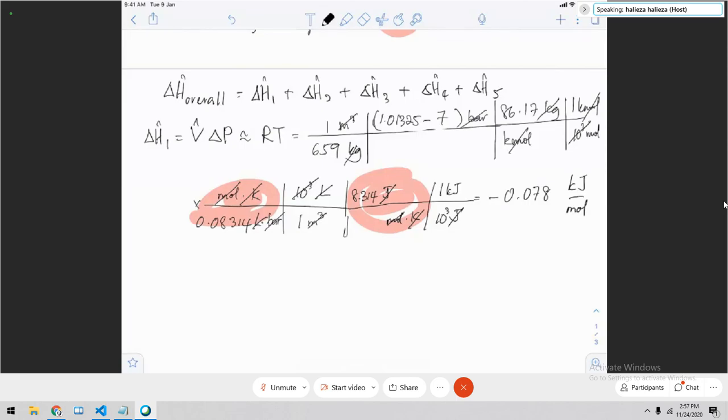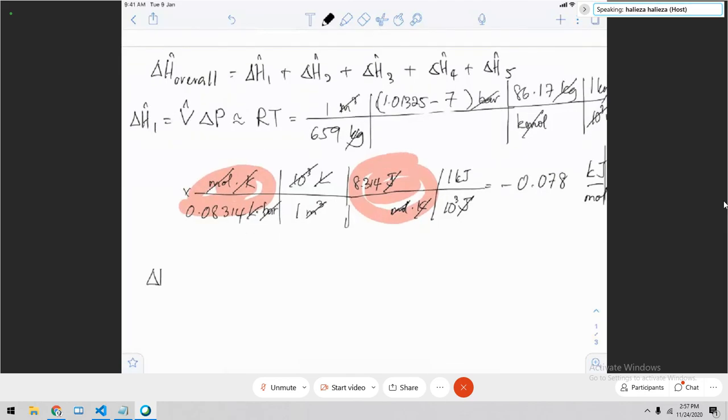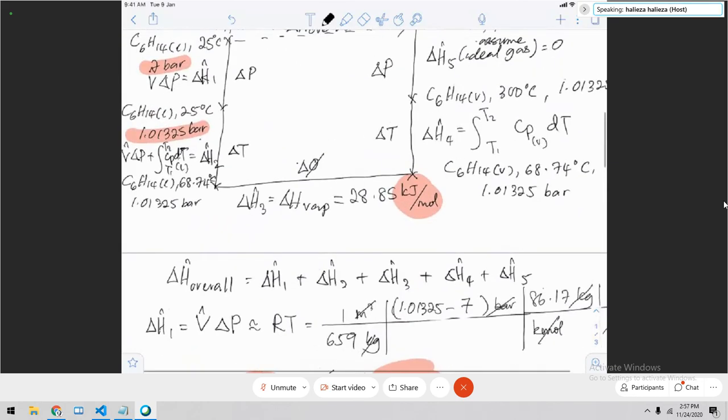What happened to the rest? Are you attending the other lecture at the same time? Same, thank you. Okay, now that's the first part. The second part, the second step, we have to calculate this.